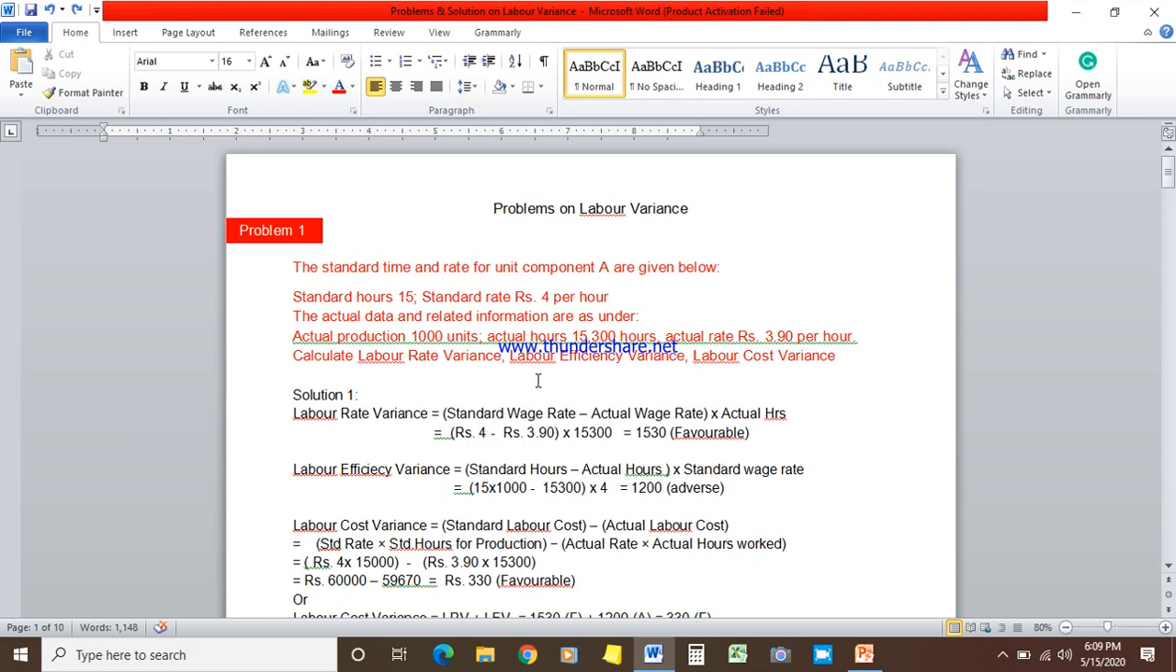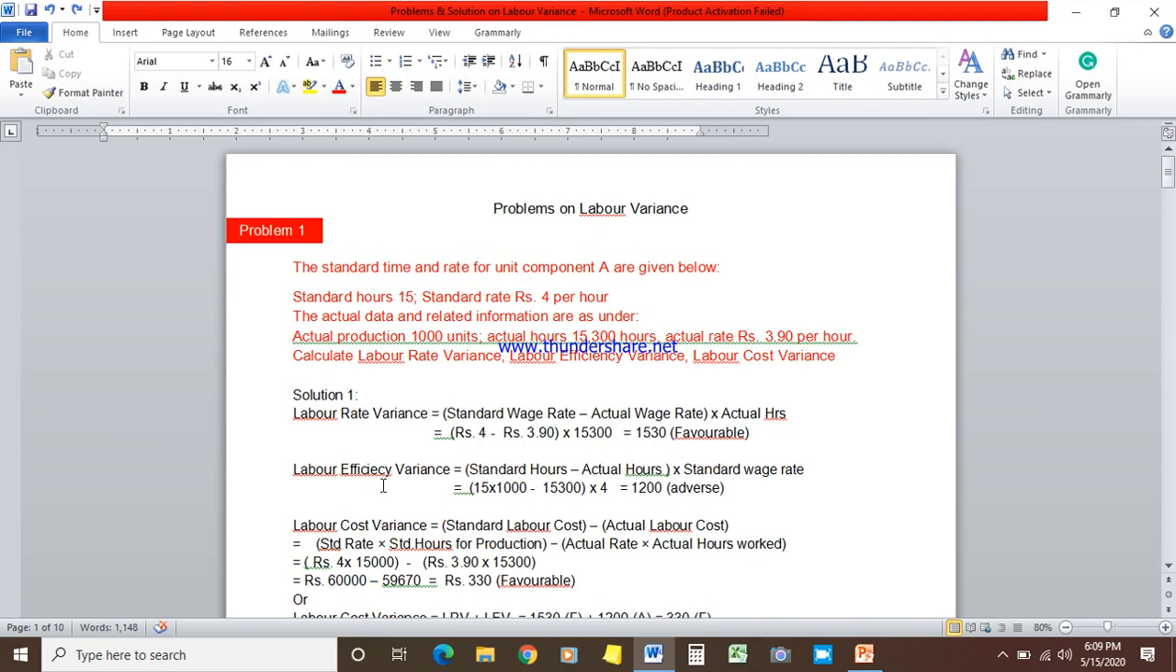When you are calculating the labor rate variance, it is the difference between the standard wages and the actual wages paid, multiplied by the actual number of hours. In this case, the standard wage is 4 rupees per hour and the actual wage paid is 3 rupees 90 per hour. When the actual wage paid is less than the standard, we say it is a favorable variance. Multiplied with the actual hours, 15,300, we get 1,530 as a favorable labor rate variance.